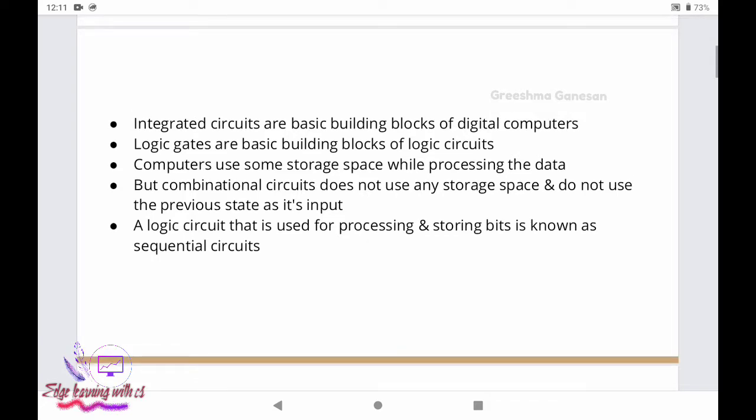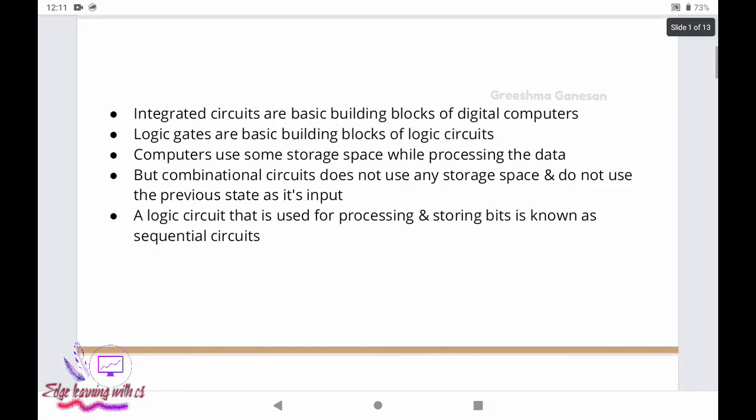Integrated circuits are basic building blocks of digital computers. As you know, ICs are a very basic element whenever we are dealing with digital computers. Logic gates are basic building blocks of logic circuits. So in the case of circuits, the main thing is known as logic gates or logic circuits. We have some basic logic gates, some universal logic gates, and also some special purpose logic gates. All that we will cover in this chapter.